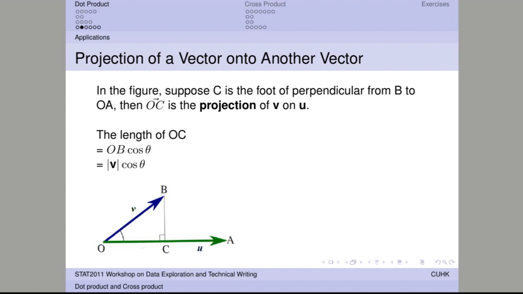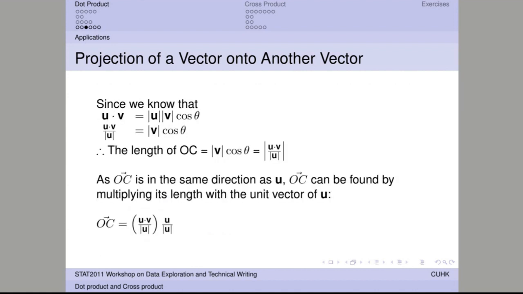The length of vector OC can be found by OB cosine theta, which is the magnitude of V times cosine theta. Since we have learned that U dot V is the length of U times length of V times cosine theta, the magnitude of V times cosine theta, and thus the length of OC equals U dot V over length of U. As vector OC is in the same direction as vector U, the vector OC can be found by multiplying its length with the unit vector of U. That is U dot V over length of U times U over length of U.